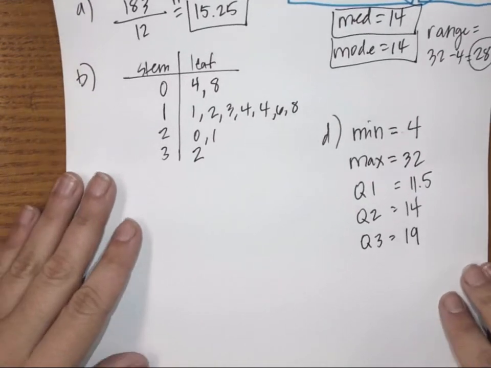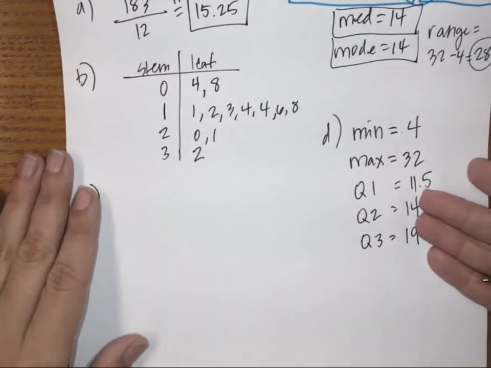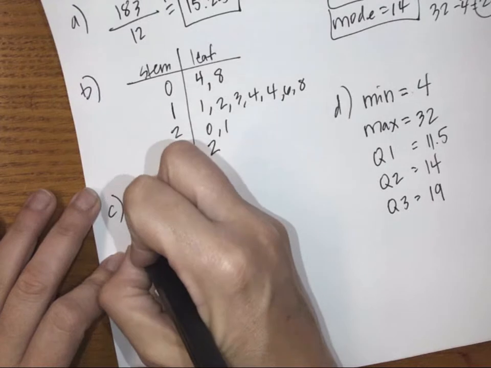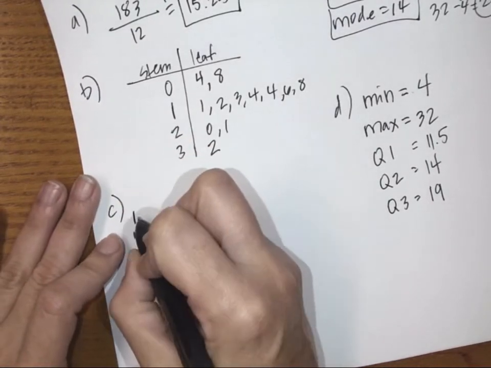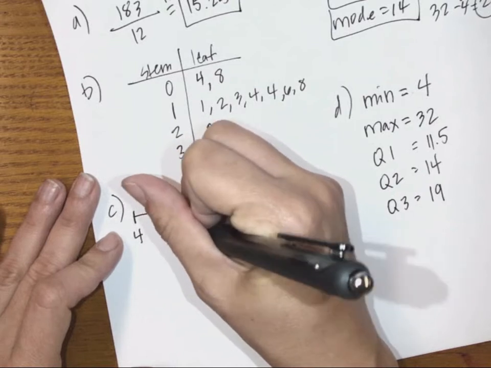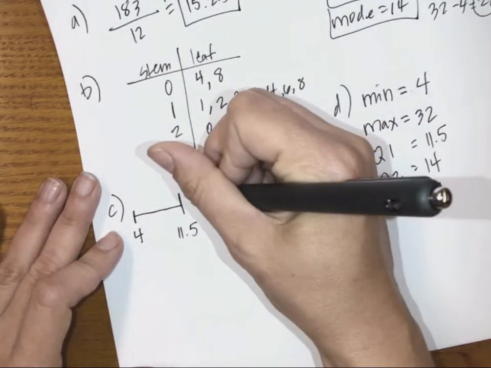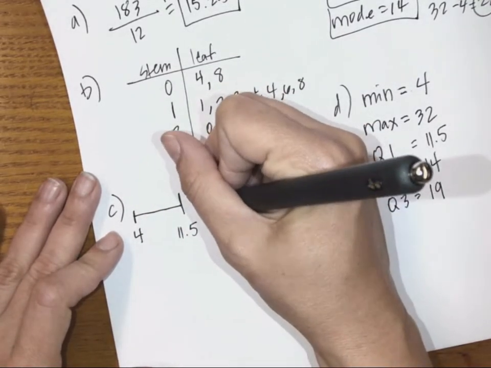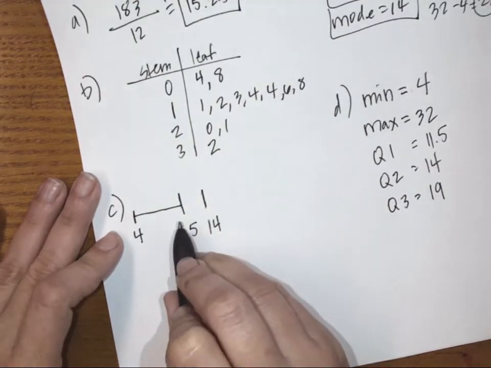Once I have the 5-number summary, this is all the things that are going to go in my box and whisker plot. Okay, so the minimum value is going to be a 4. And then my next point is going to be Q1, which is 11.5. My next line would be 14, which would be about right there. Try to make it pretty close to scale.